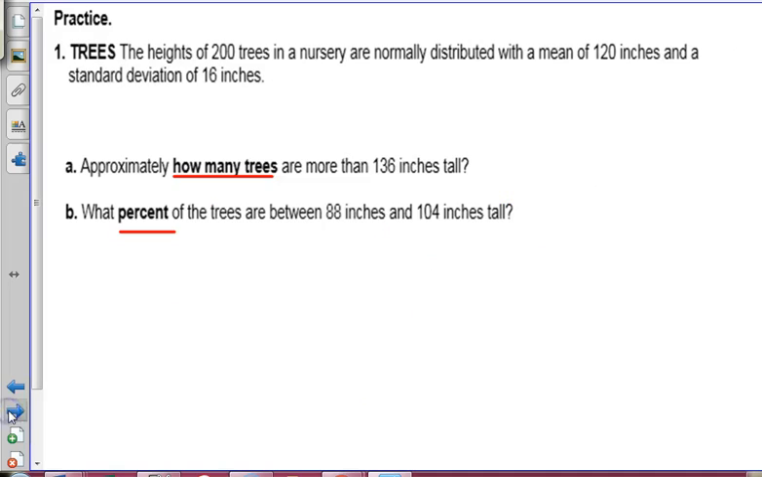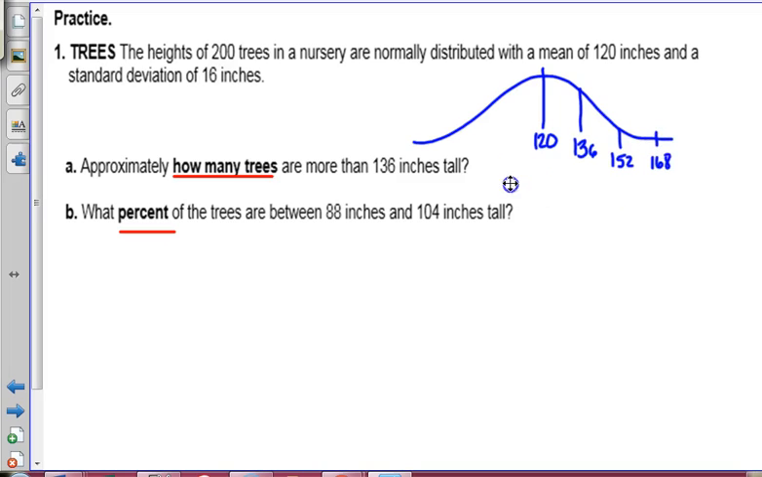Everybody okay? All right. The heights of 200 trees in a nursery are normally distributed with a mean of 120 and a standard deviation of 16. Okay, guys, help me go. 16 more would be 136. 16 more, 152. 16 more, 168. Somebody check that, please.